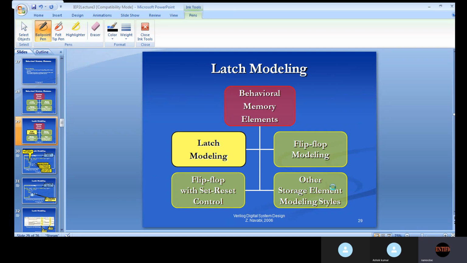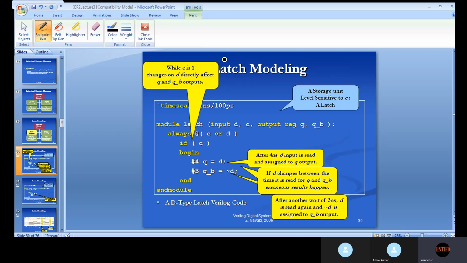Now we will see the latch modeling. Latch modeling lo, you can see here if C, ikkada latch ela model చేస్తారు, మీరు మాడ్యూల్ అనే ఇస్తున్నారు చూడండి. Normally if C is equal to 1, so after 4 time steps assign D is equal to Q and the negation of D is equal to Q bar.